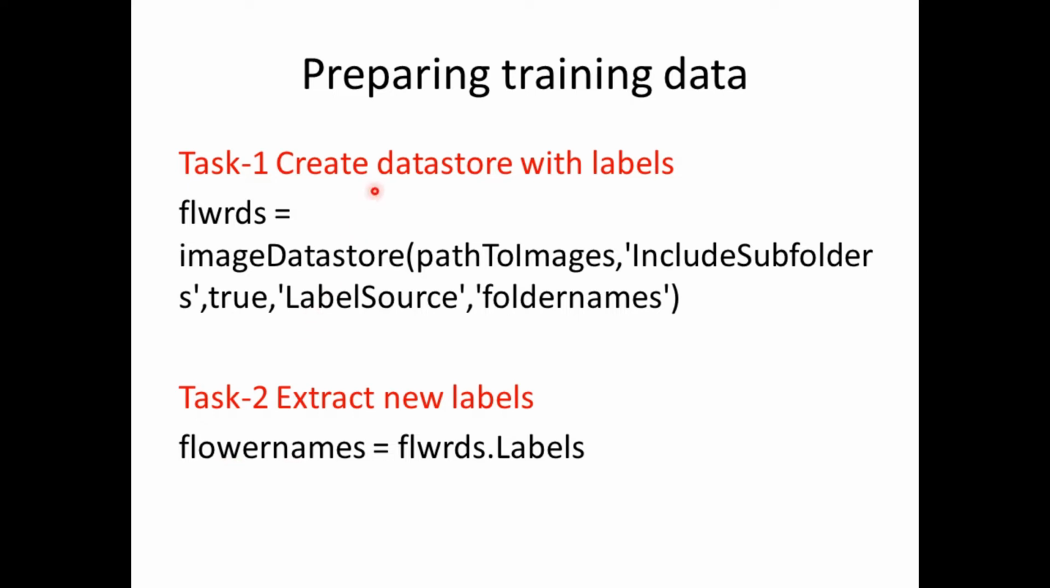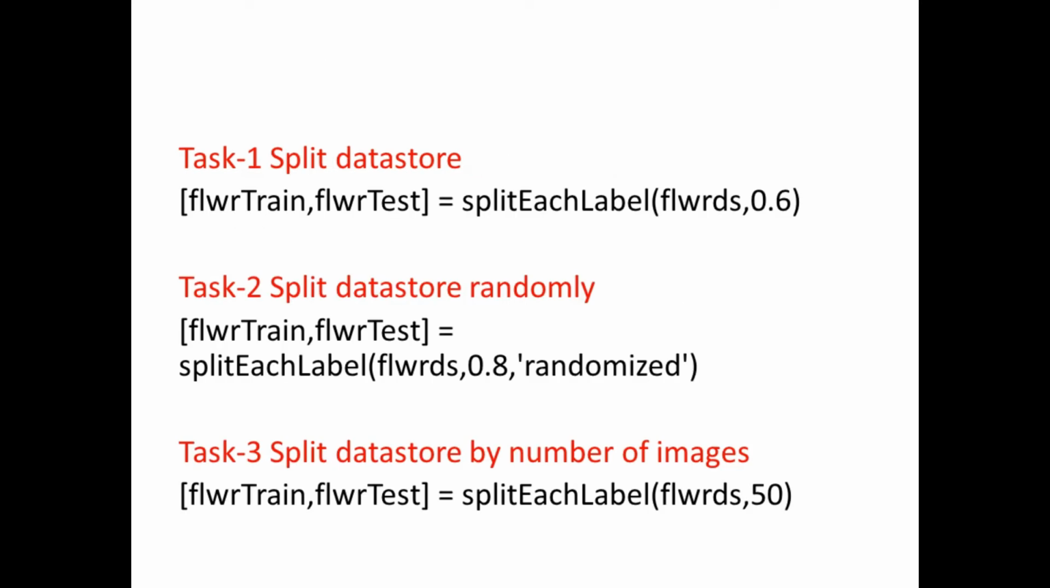Remember, we are just preparing the training data and testing data. The first task is creating the data store with labels. Initially, in the previous section, we had just created the data store, but here we create the data store with labels. Those labels are created in the first task, and once created, those label names are assigned to the flower names variable. The next task is splitting this data store for training and testing.